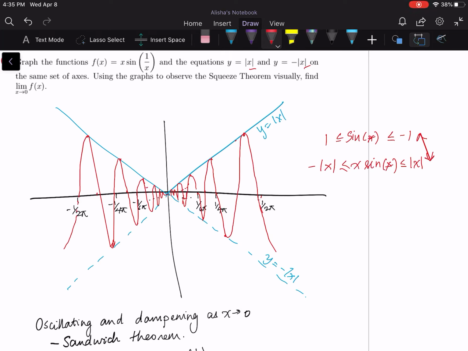And so that's why when we're looking at the graph of f of x equals x sine 1 over x, it oscillates between the absolute value of x and the negative absolute value of x.